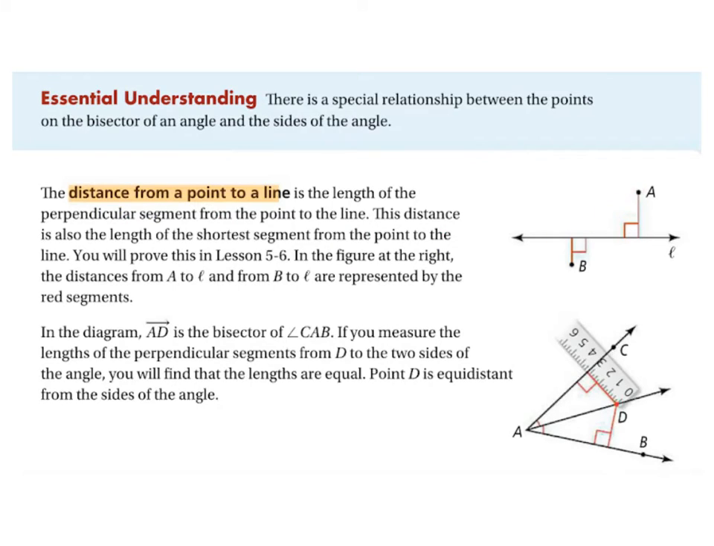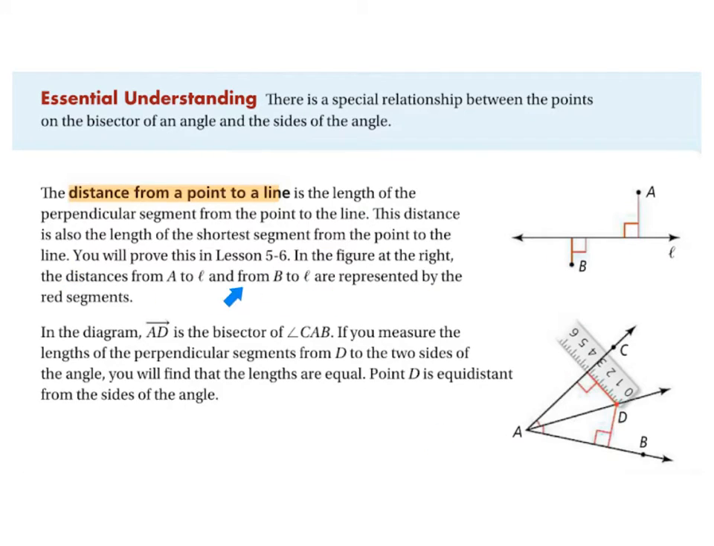You could go from A to this line in any number of ways, but there's only going to be one shortest distance, and that's going to fall perpendicular like that. So the distance from a point to a line is the length of the perpendicular segment from the point to the line. The distance is also the length of that shortest segment.